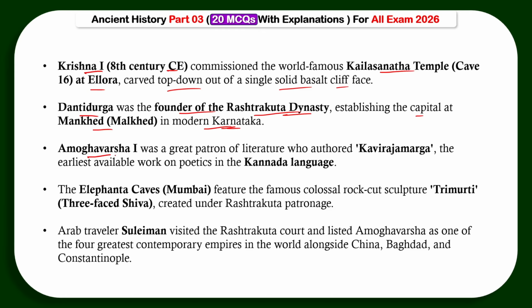Karnataka. Amoghavarsha I was a great patron of literature who authored Kavirajamarga, the earliest available work on poetics in the Kannada language. The Elephanta Caves feature the famous colossal rock-cut sculptures Trimurti, three-faced Shiva, created under Rashtrakuta patronage. Arab traveler Suleiman visited the Rashtrakuta court and listed Amoghavarsha as one of the 4 greatest contemporary empires in the world alongside China, Baghdad and Constantinople.